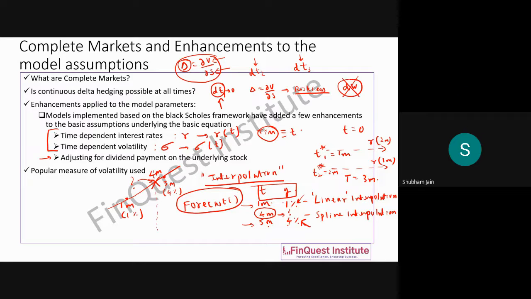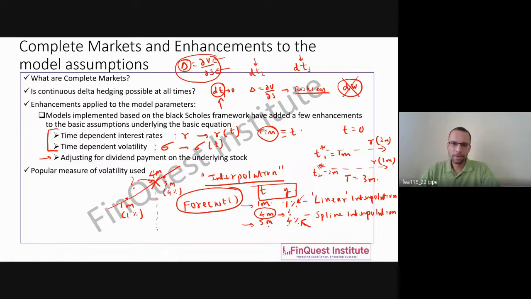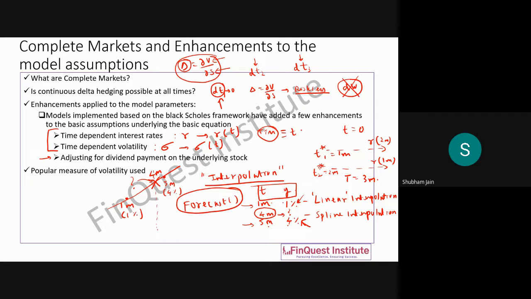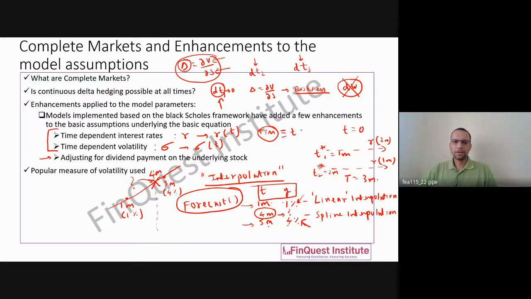Sir, it is used to find the yield of bonds, non-tradable bonds. Correct, absolutely. That's one of the applications, yes. And also for internal rate of return. So actually, big for one.